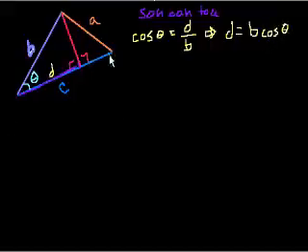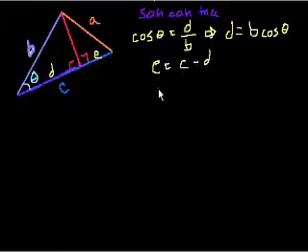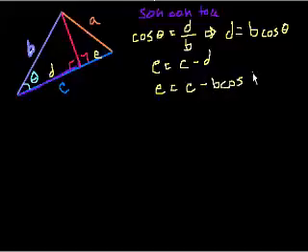Now let's call this side E, right here. Well, what's E? Well, E is this whole C side, oh, that's interesting, this whole C side minus this D side, right? So E is equal to C minus D. We just solved for D. So side E is equal to C minus B cosine of theta. So that's E. We got E out of the way.